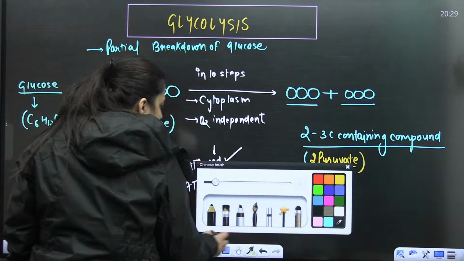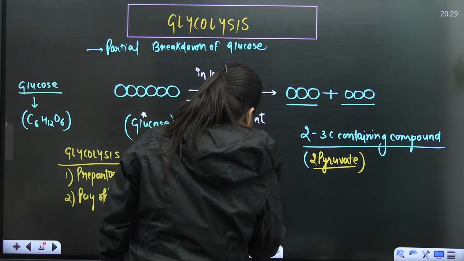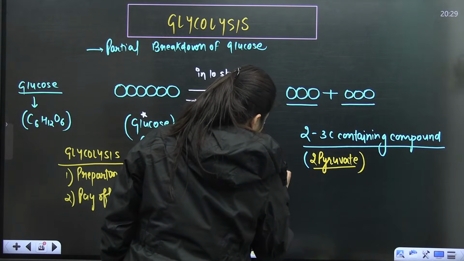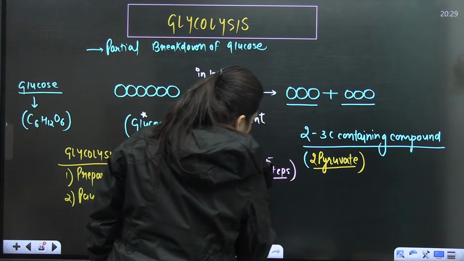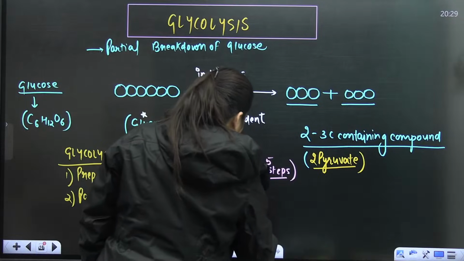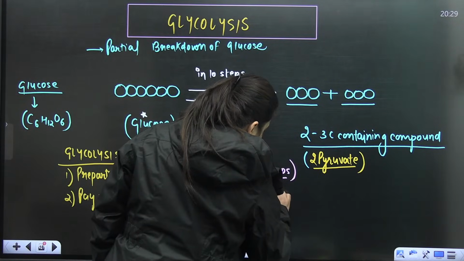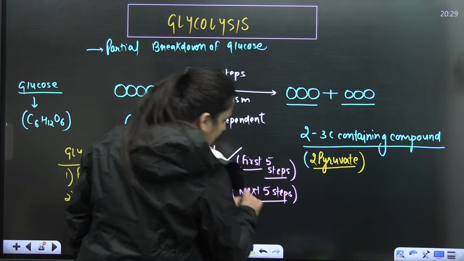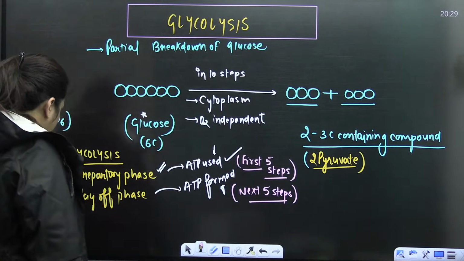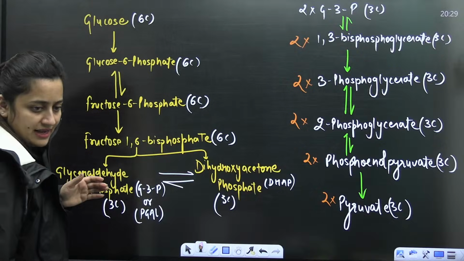So when it comes to the preparatory phase, first 5 steps, how many steps, guys? First 5 steps, they are making the preparatory phase. Next 5 steps, they are making the payoff phase. They are doing what? They are making the payoff phase. So now we have the glucose in the cytoplasm.